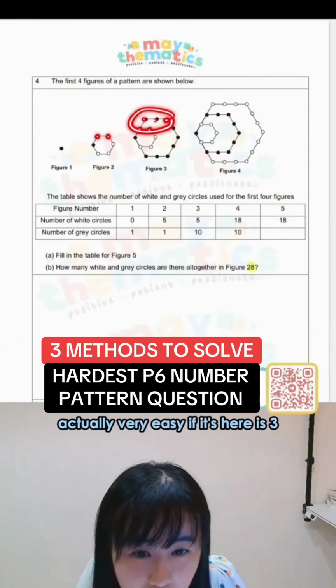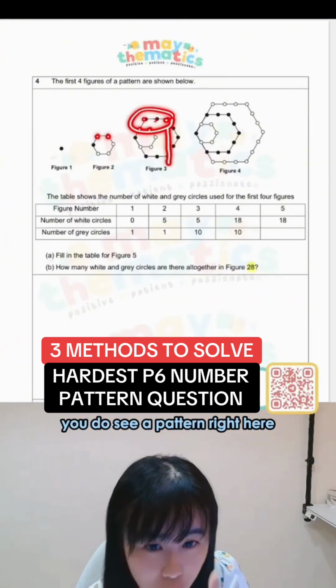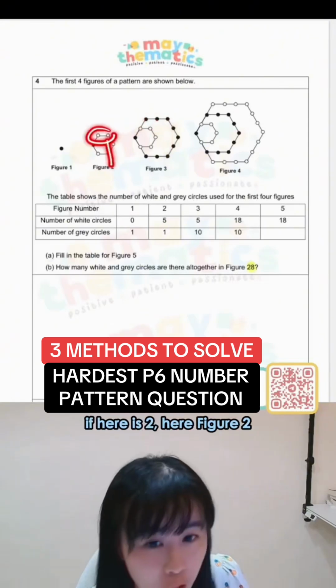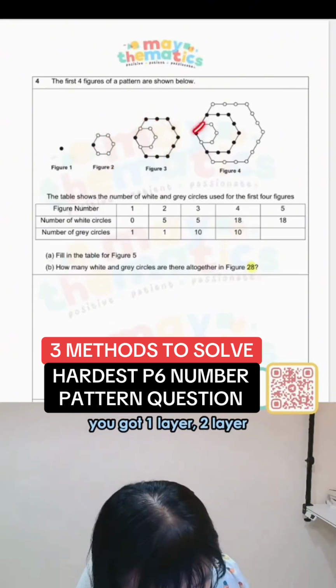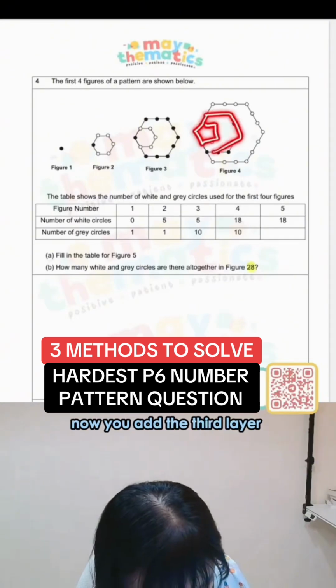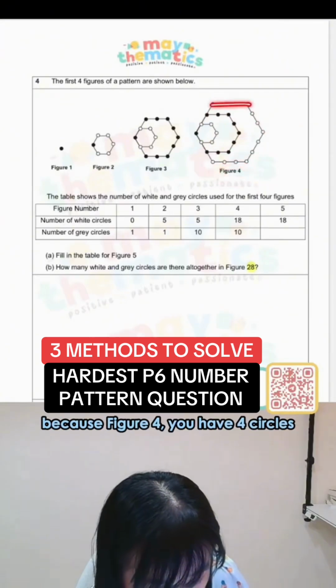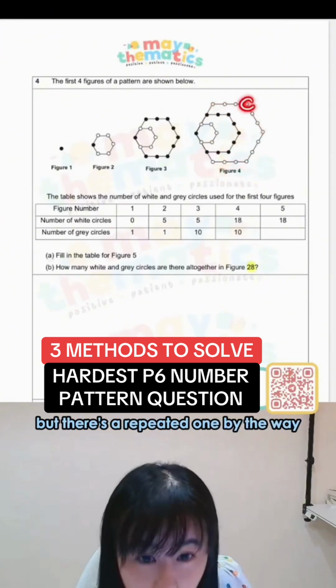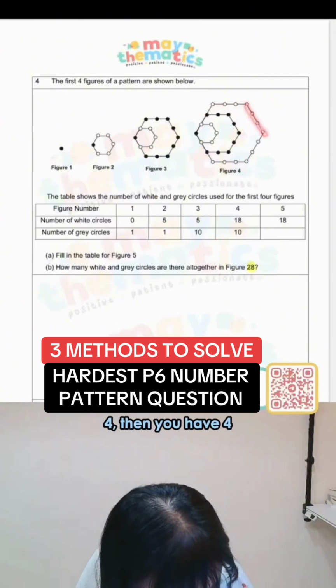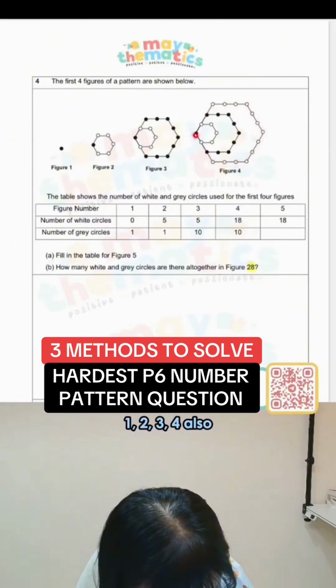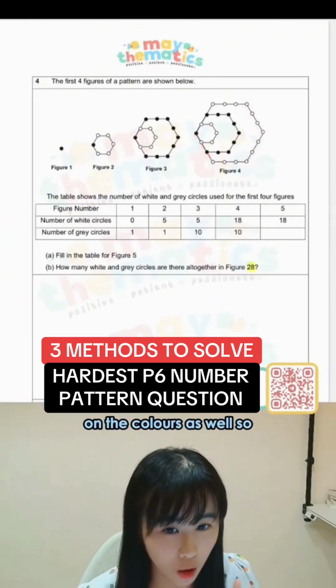And how do you know it's 3? Actually very easy. If here is 3, you figure 3. Okay, you do see a pattern right here. If here is 2, right here, figure 2. Then if you go to figure 4, you got 1 layer, 2 layer, now you add the 3rd layer. Okay, after you add the 3rd layer, because figure 4 you have 4 circle, 4 circle. Okay, but there's a repeated one now, by the way. 4, then you have 4, you have 4, and then you end up with 1, 2, 3, 4 also. But then you'll be careful on the colors as well.